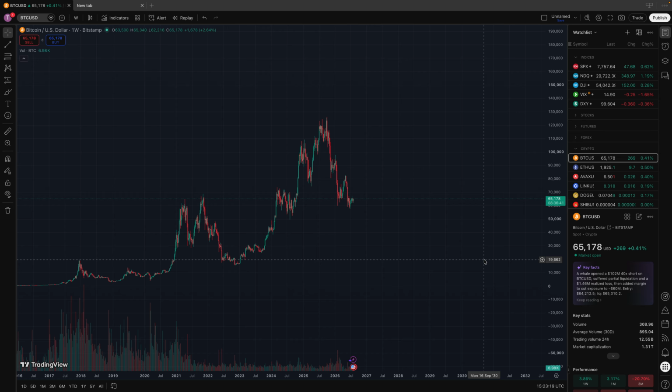So, right here, guys, this is the Bitcoin chart. We're on a weekly time frame. So this is TradingView in case you guys don't know. Right here, the W stands for the weekly, and this is the buy and sell price of Bitcoin, right? So if you want to buy right here, then you would be taking what's called a long position. If you wanted to sell right here on TradingView, then that's what's called a short position.